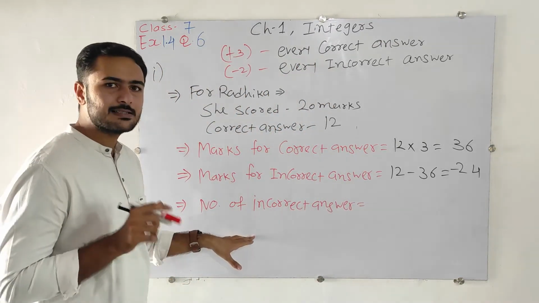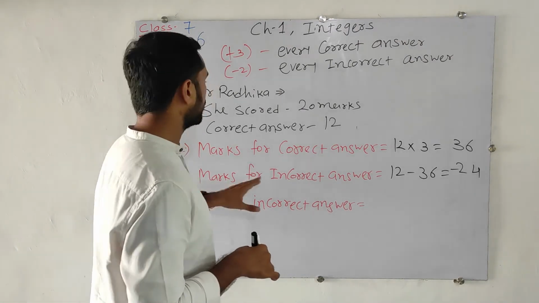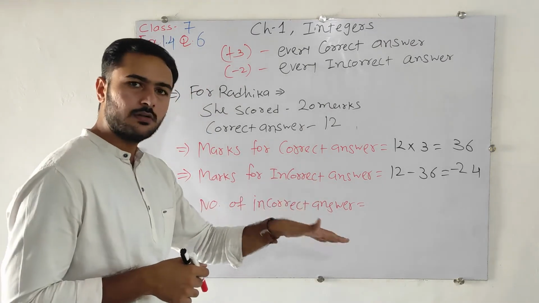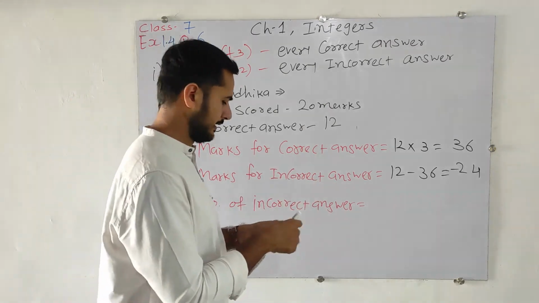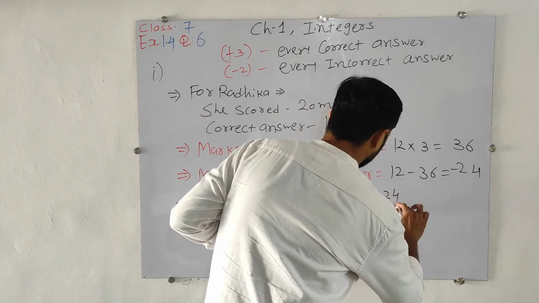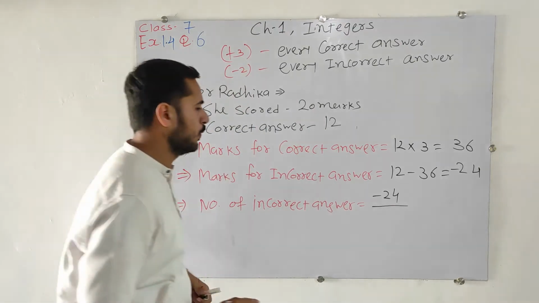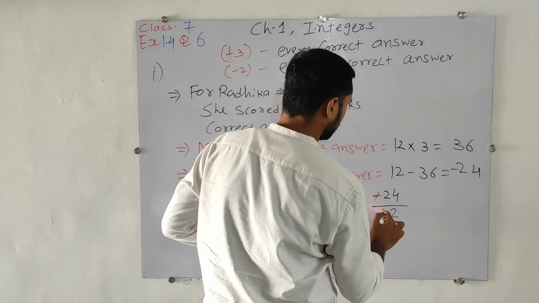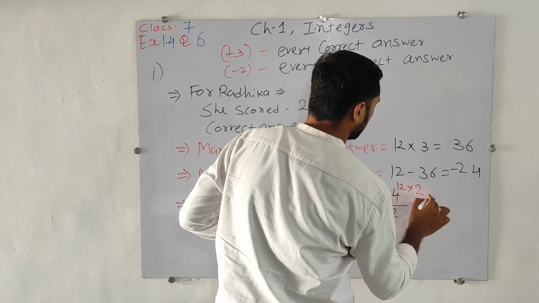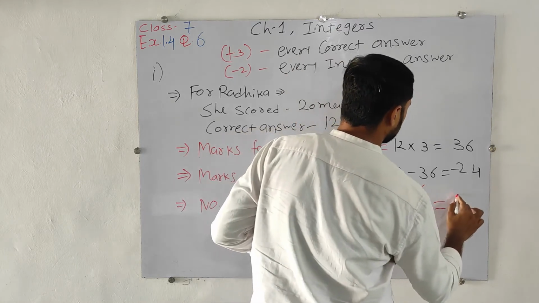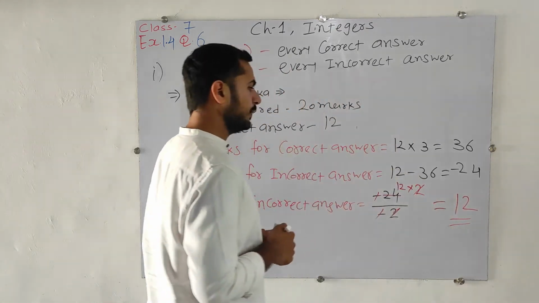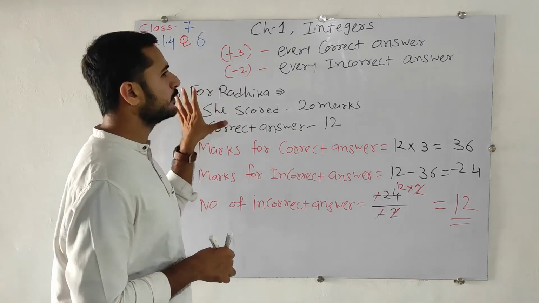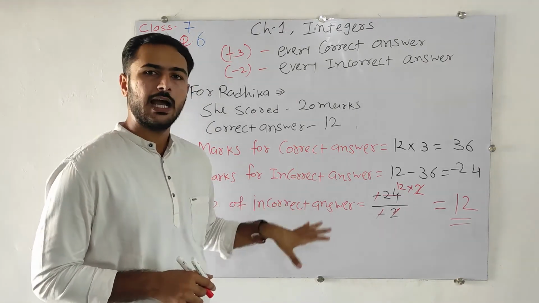If I want to find the number of incorrect answers, what will I do? The marks for the incorrect answer divided by the marks for each incorrect answer. So that will be the total marks upon the marks for each incorrect answer, minus 24 divided by minus 2. So now minus minus cancel. 12 multiplied by 2, that is 24. 2 cancel. So our answer is 12. Okay. So Radhika attempted total 12 incorrect answers. This is the final answer for the sub question 1 of the question number 6. Just pause the video and note it down.